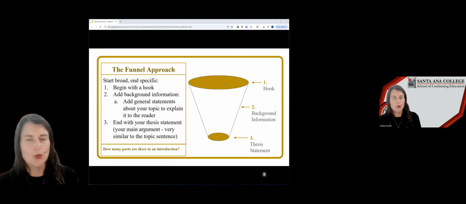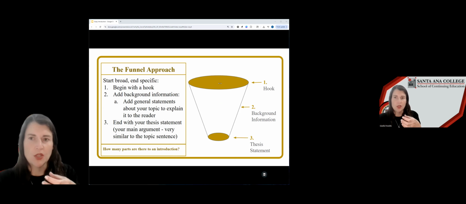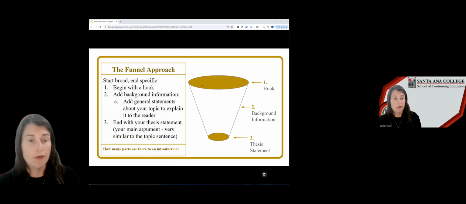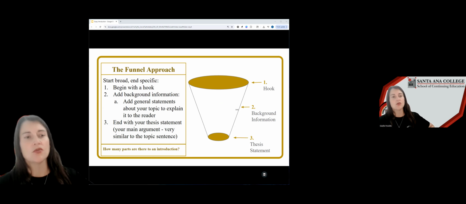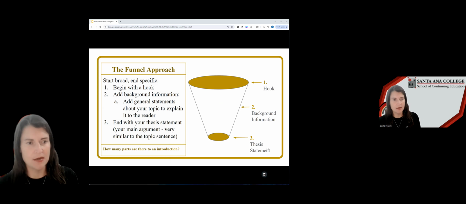So that funnel, we normally use it when we want to pour water or liquid into a bottle. So we put the funnel on top of that bottle, and then we can pour a bunch of liquid in there. So for an introduction, it goes from general to more specific. So you're going to begin with the hook, which is very general, very broad, and then you're going to add background information, more details about the topic, so that your reader has an idea of what your essay is going to be about. And then you're going to finish with your thesis statement.